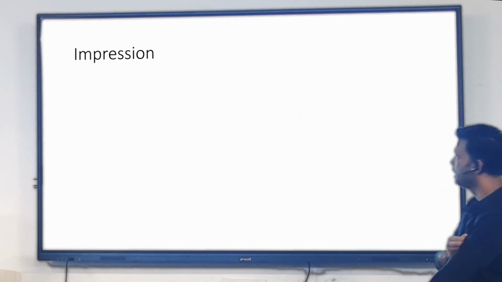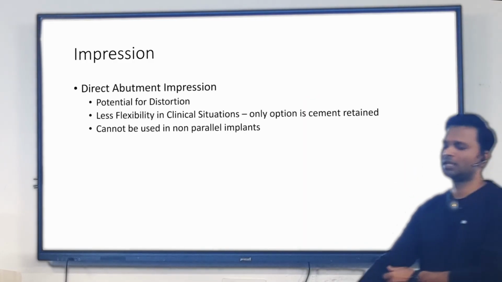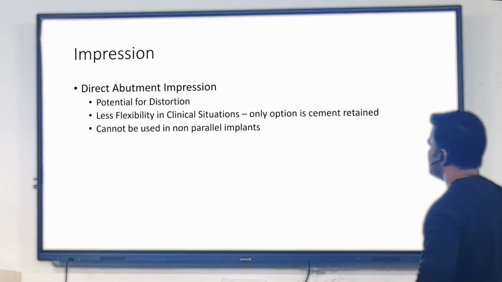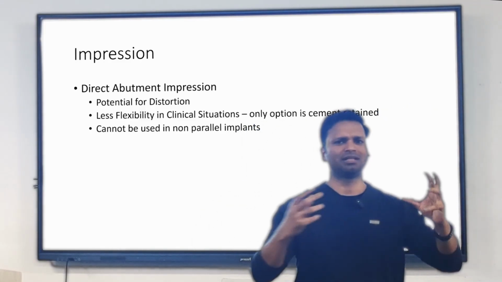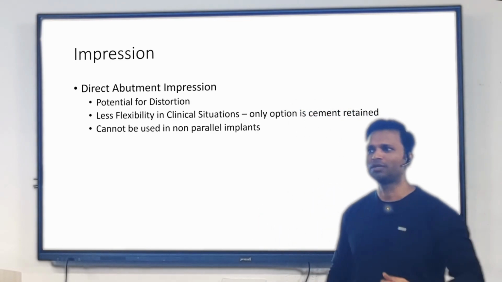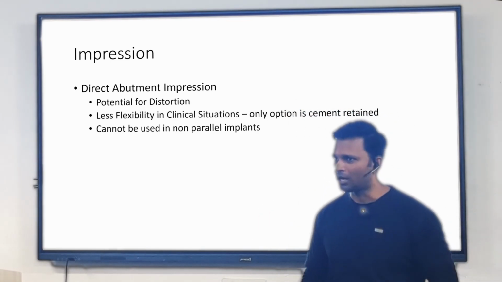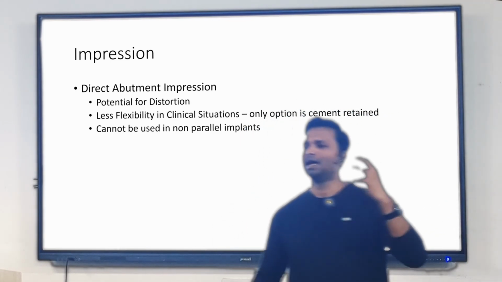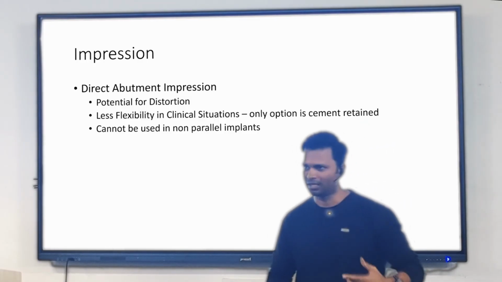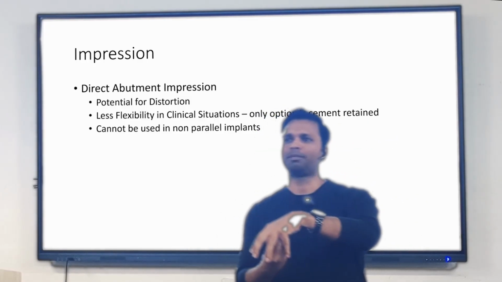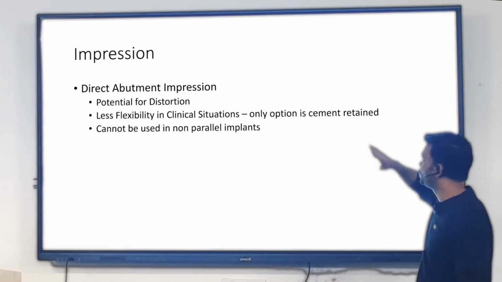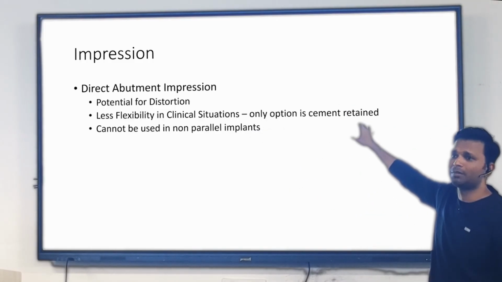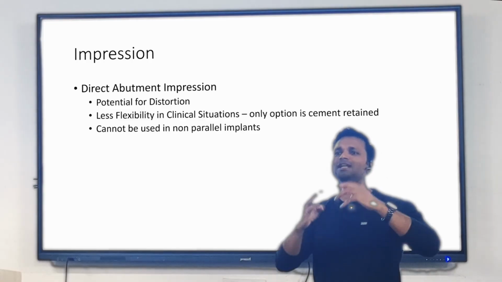Next. Now the disadvantage is, of course, there will be some distortion. It is less flexible because when we come to the prosthetic part, there are two types of prosthesis, two types of crown. One is cementable crown, जो cement से directly चिपका देंगे, and the other option is screw retained crown, कि screw से उसको tight कर रहे हैं, उसको वहाँ पे पकड़ के रख रहे हैं. So when you use direct abutment impression, you have only the option of cement retained or cementable crowns, not screw retained. So you have less flexibility.